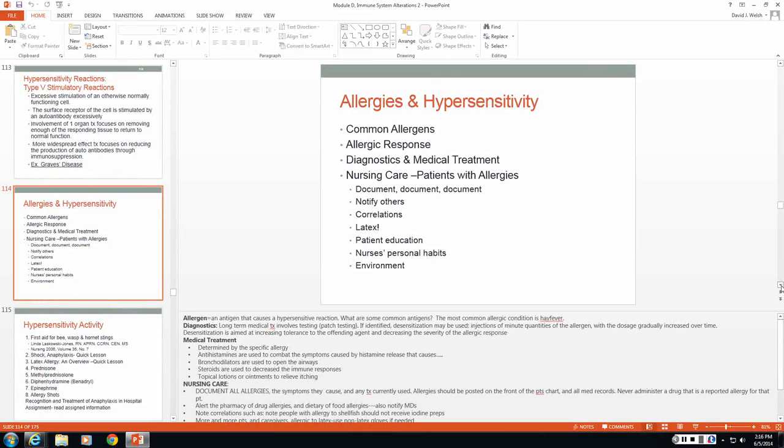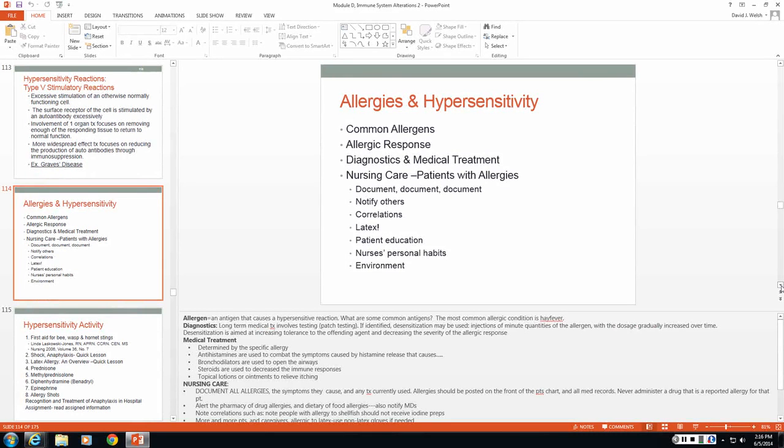Now, allergies and hypersensitivity, we'll talk about common allergens. Now, an allergen is an antigen that causes a hypersensitive reaction. The most common allergic condition is hay fever.